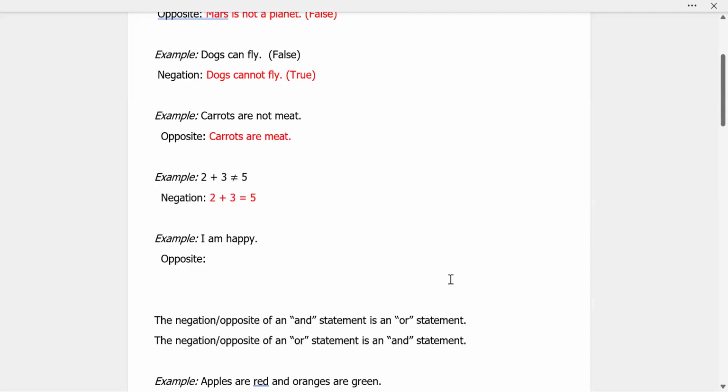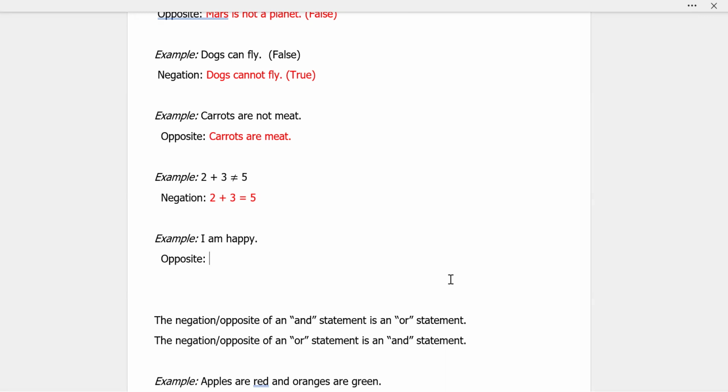Now, we have to be careful with a statement like this. I am happy. Right now, I'm the one reading this. That may be true. But the opposite of I am happy is not I am unhappy. They are not opposites. You could actually be happy and unhappy at the same time. What if your firstborn child was born the day your mom died? You would be happy and unhappy at the same time. Now, that's pretty extreme. More likely is that you're neither. You're not really happy, or you're not unhappy.